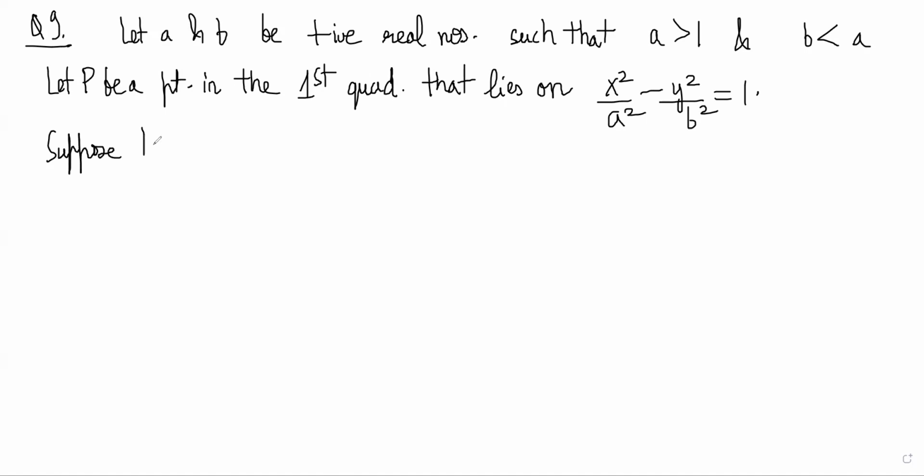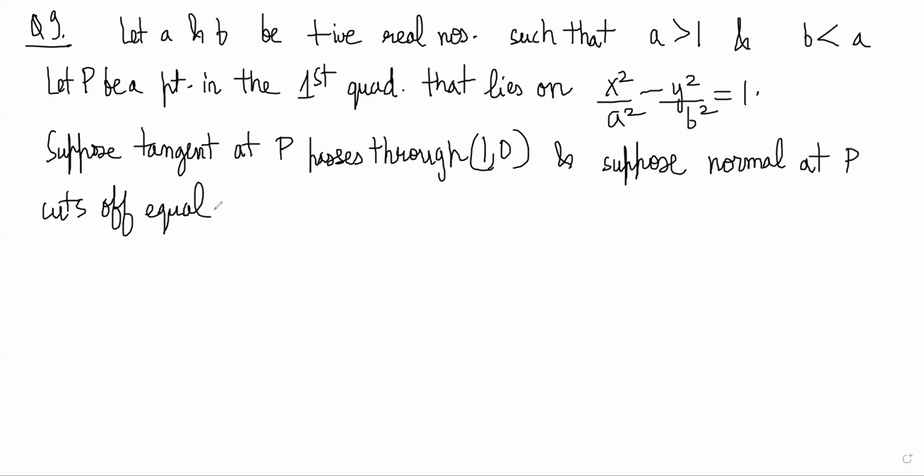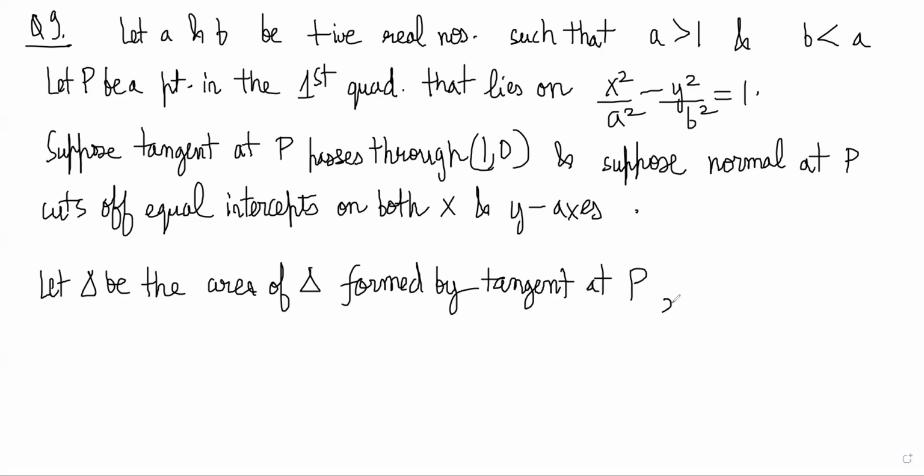Suppose the tangent at P passes through 1, 0, and suppose the normal at P cuts off equal intercepts on both x and y axes. Let delta be the area of the triangle formed by the tangent at P, the normal at P, and the x-axis.